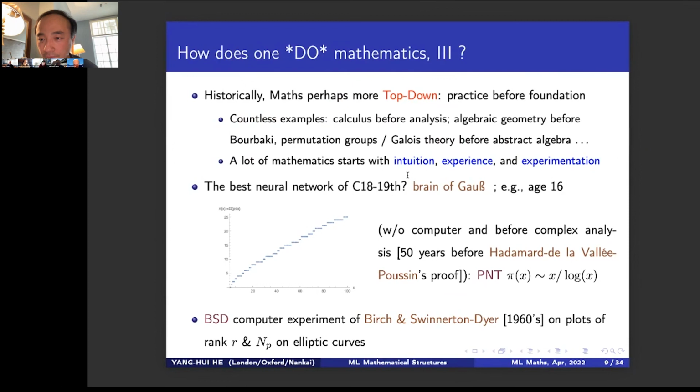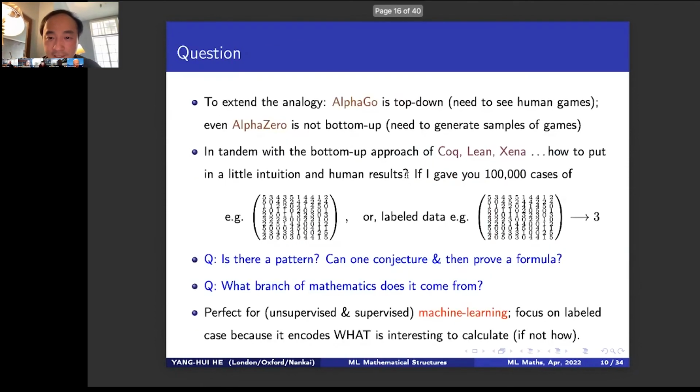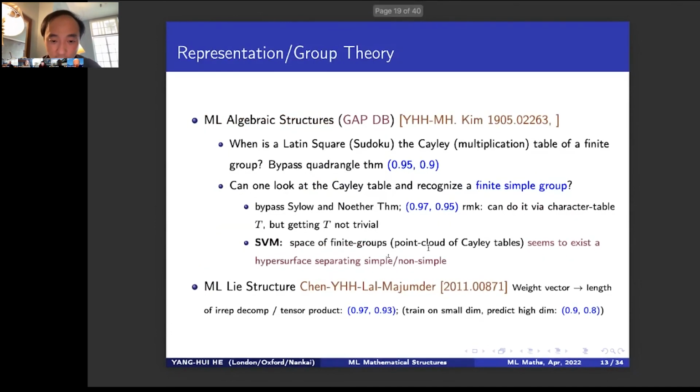I see. So it is more like experimental science. Yes. So for example, this thing with Mignon: the support vector machine has told me there's a separating hypersurface between simple and non-simple groups. Why should it be the case? Let me try to reformulate some statements in representation theory to try to prove that there does exist such a hypersurface. And that's the fun, at least for fun-seeking mathematicians.